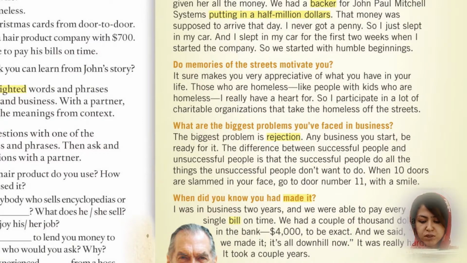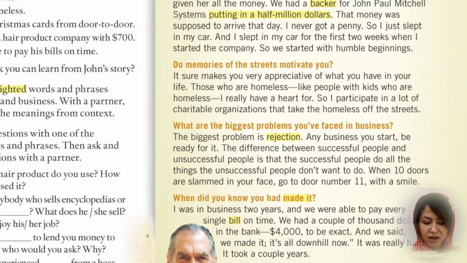What are the biggest problems you've faced in business? The biggest problem is rejection. Rejection. It means to reject somebody, okay? Not to accept them. Any business you start, be ready for it. The difference between successful people and unsuccessful people is that the successful people do all the things the unsuccessful people don't want to do. When 10 doors are slammed in your face, go to door number 11 with a smile. So, it means that you should be determined, okay, and perseverant.